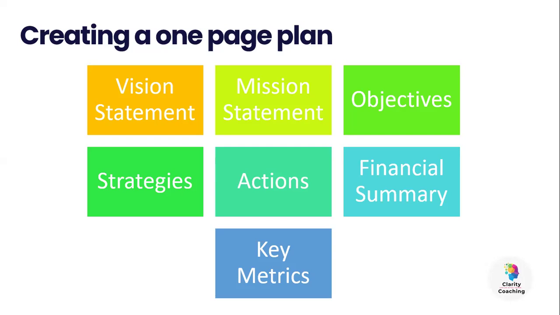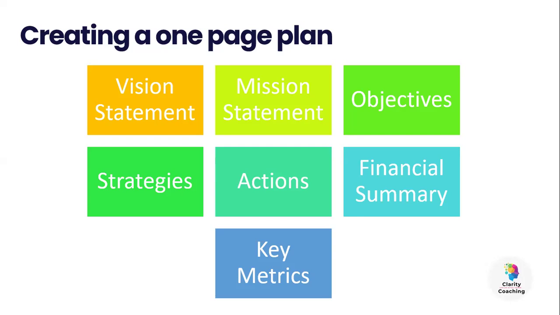And then longer-term objectives could be things like expand the product line to include 10 new items within 2 years, or open a second store in a neighboring region within 5 years. So you see how those objectives are specific and they're measurable. They've got a date on them and they've got hard numbers in there.